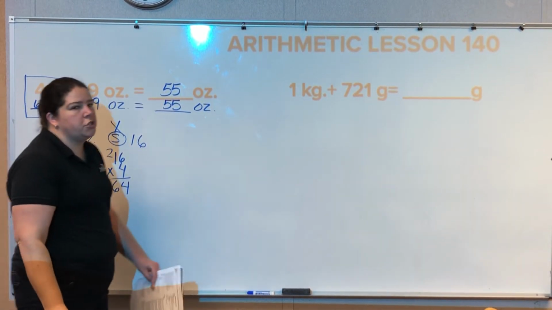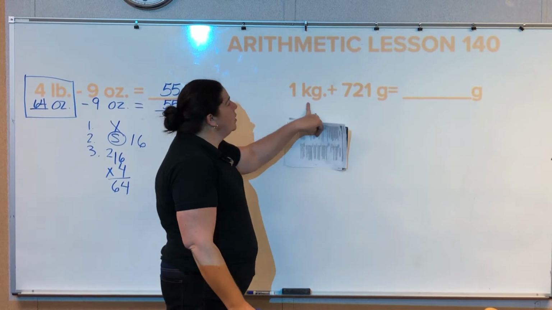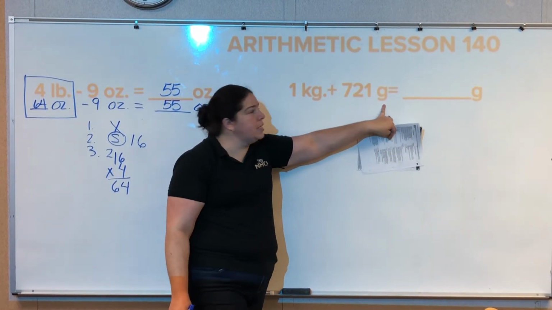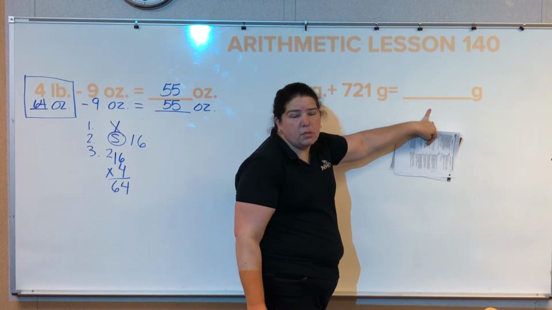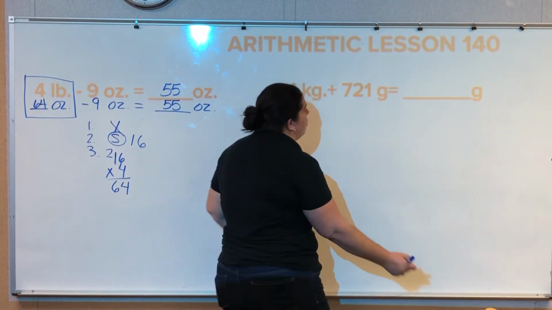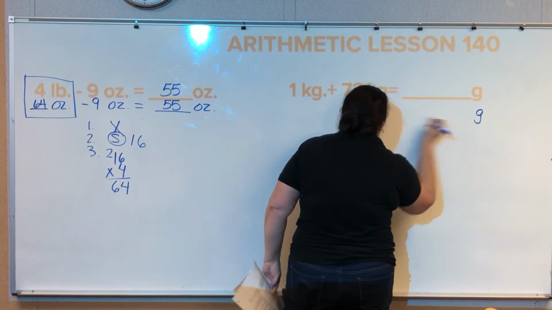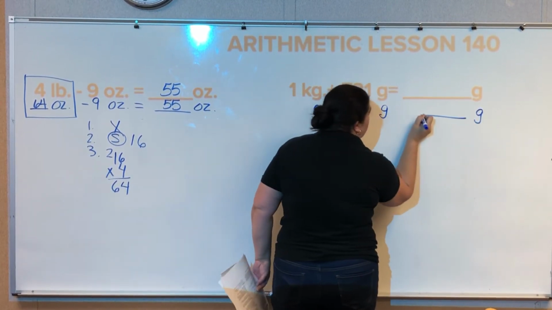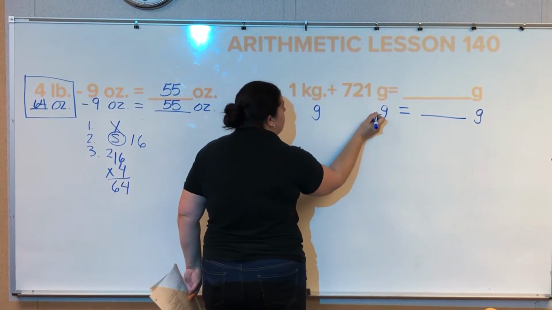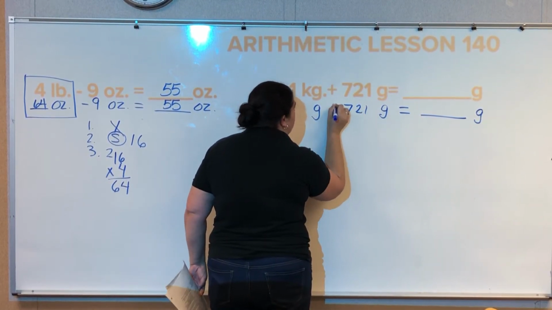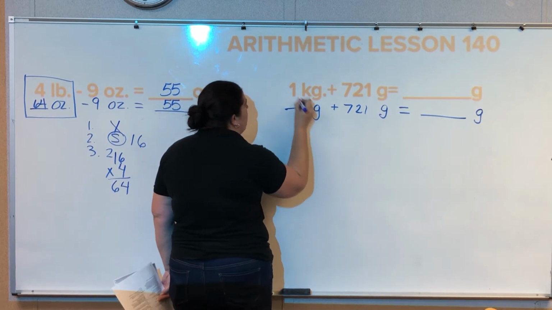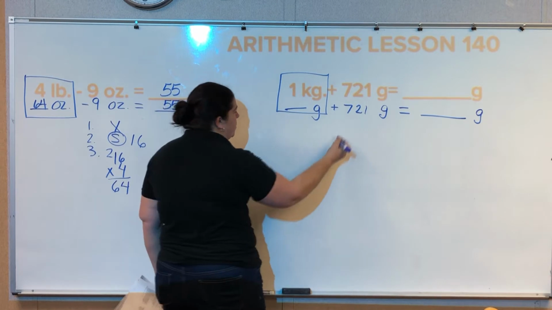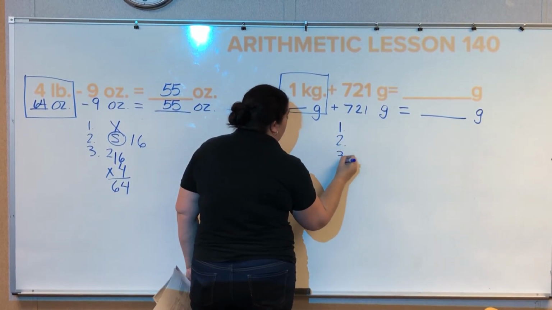Let's do one more just to make sure. 1 kilogram plus 721 grams is equal to how many grams? Please remember, we take the answer and we make all of them the same. This is the same, 721. This is different, so we put a line and we give it a box. Again, steps 1, 2, and 3.